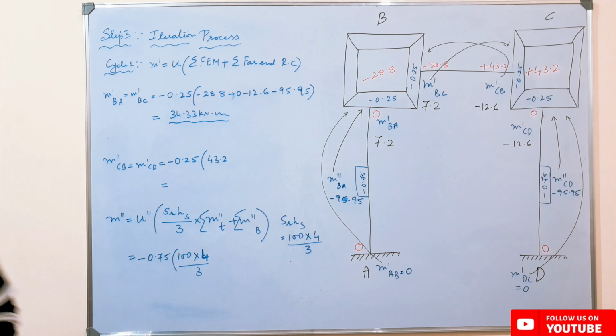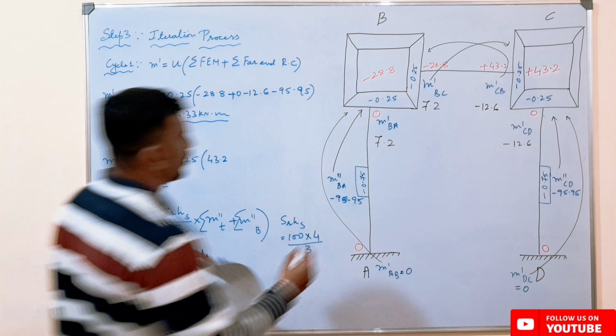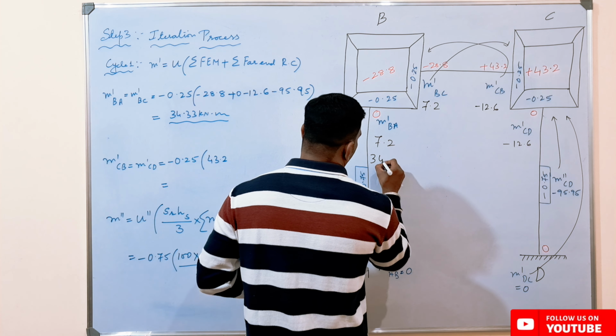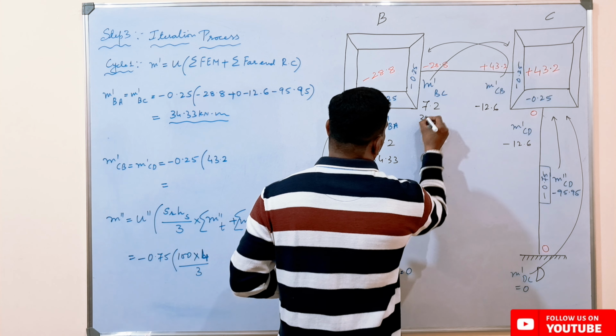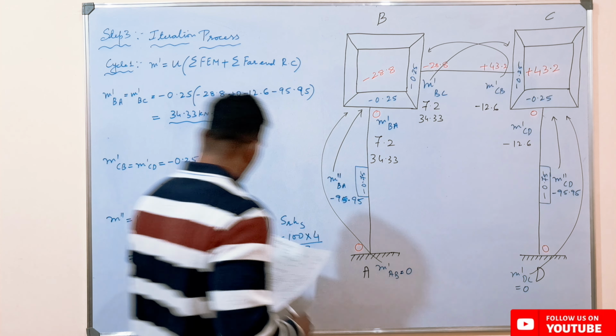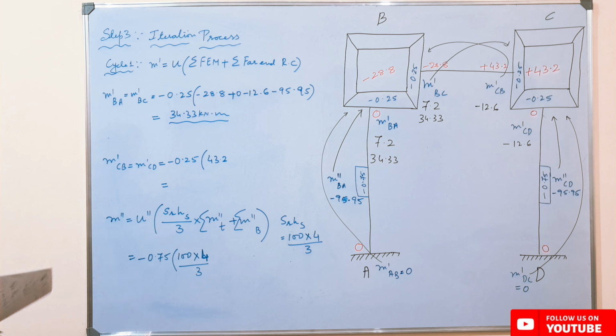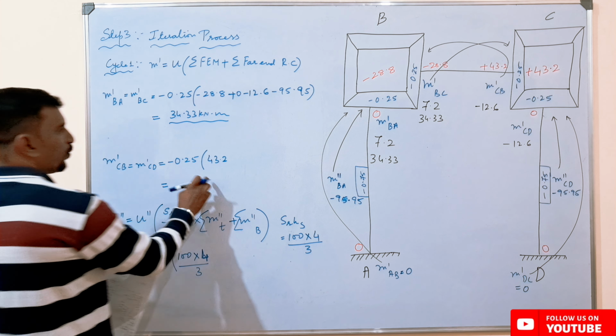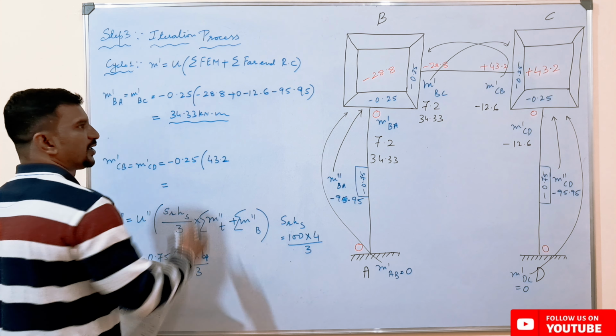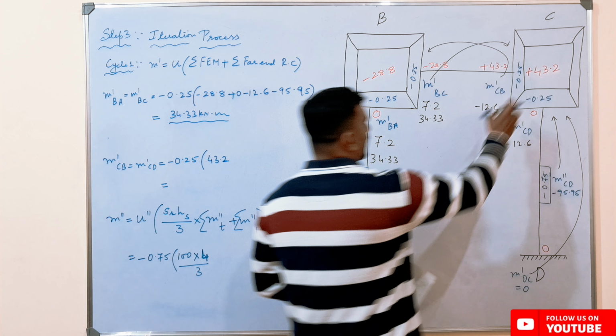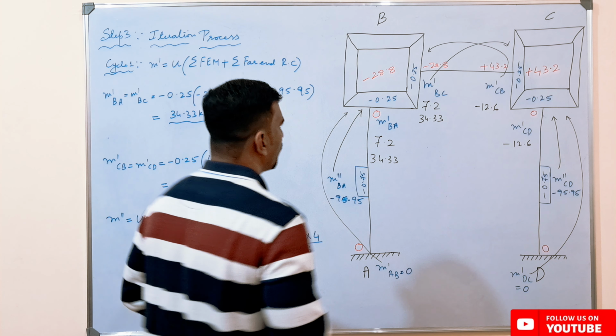So this value, just put this value over here, that is 34.33, 34.33. So now similarly just add the values over here. 34.2 is the summation of fixed end moment. About this point we are having a value of how much?